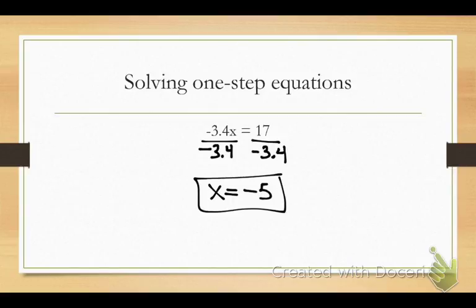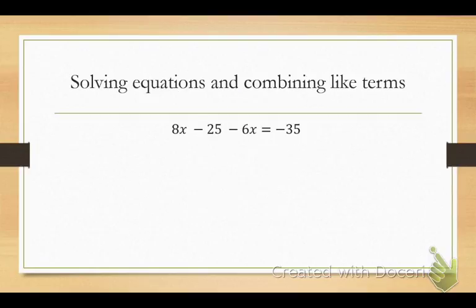Who got that right? Good. Good job, guys. Okay, next problem. Combining like terms and solve. Okay, 8x, well, you tell me. Okay, we have 8x minus 25 minus 6x. What can we combine? 8x and 6x.